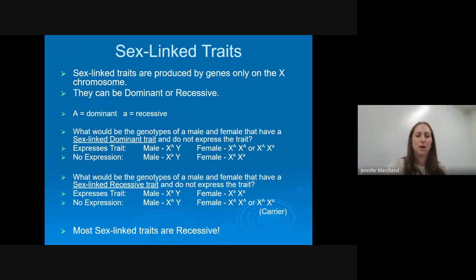Okay, now what about the genotypes for male and female that have sex-linked traits? Are they expressed? It would be expressed if it was a recessive trait only on the male, and it would be expressed as a recessive trait if it's on both the male and the female. You wouldn't see it expressed if the male had any dominant trait at all, and you wouldn't see it expressed if the female had both dominant traits or only one dominant trait. Okay, most sex-linked traits are recessive. I believe one of these traits is color blindness, which is a sex-linked trait.